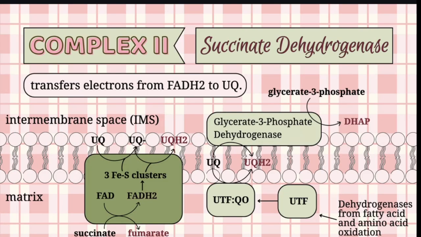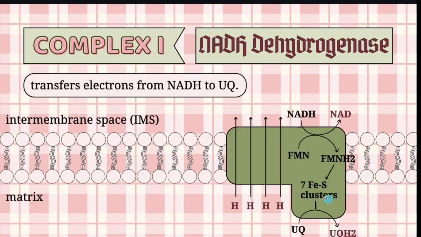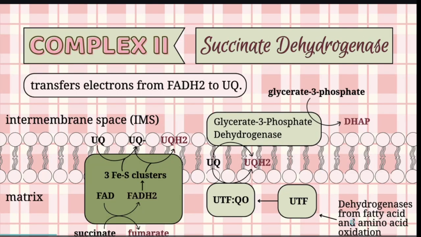Now the difference between complex 1 and complex 2 is that in complex 1, once the electrons finished the iron sulfur clusters, they both get donated simultaneously to ubiquinone, forming dihydroubiquinone. But in complex 2, instead of both being donated simultaneously to ubiquinone, they're donated also one at a time. So the whole process in complex 2 is one at a time. Okay?